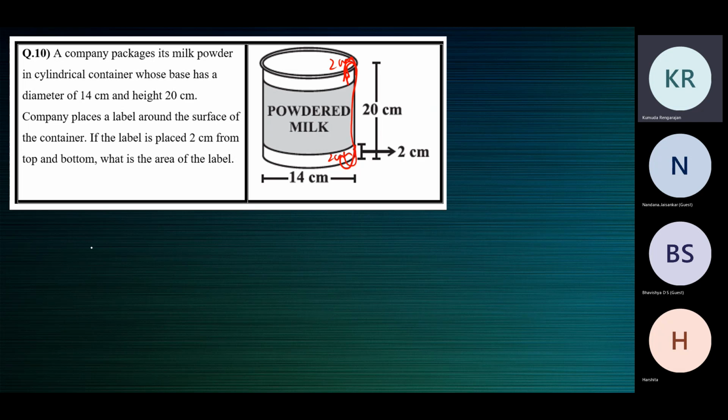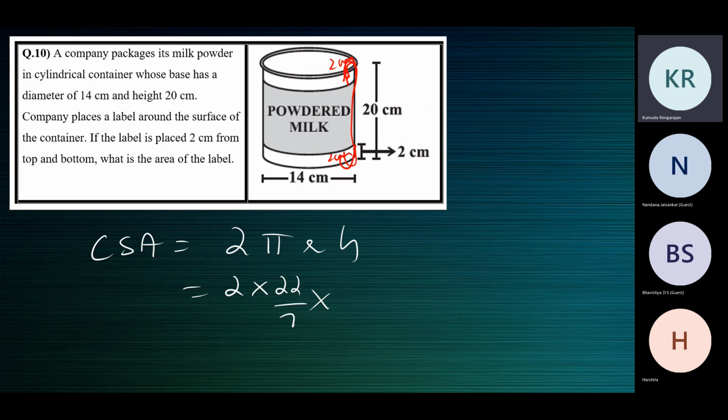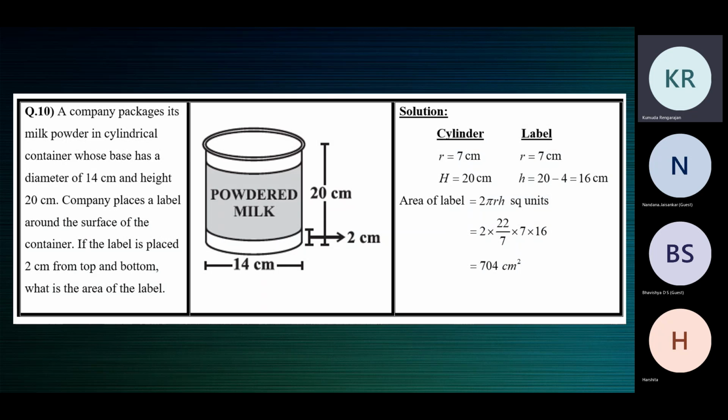Then the area of paper you need will be equal to the CSA, which is 2 pi RH. And it will be 2 into 22 by 7 into R, radius. Radius is 14 by 2, 7. You can see here, diameter is 14. So radius is 7 into height will be 20 plus 2 plus 2, 24. Height will be 24. So simply alter the height, that's all. Either you subtract or you add, or you take the same height, depending on the situation. Now you can understand this.